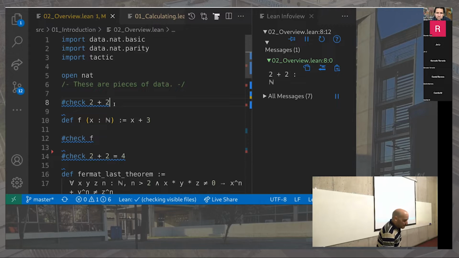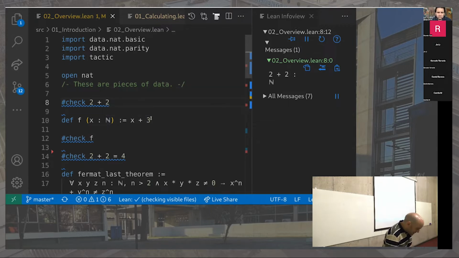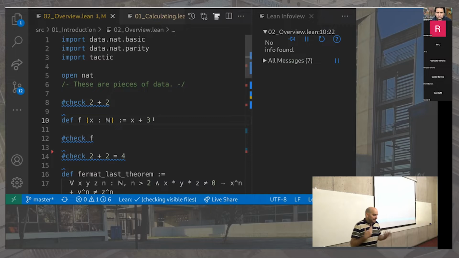Okay, so ℕ is a type. If you want to know how to type this fancy letter, you can just go with your mouse over the letter, and you see that VS Code helps you a little bit and says type ℕ using \n.